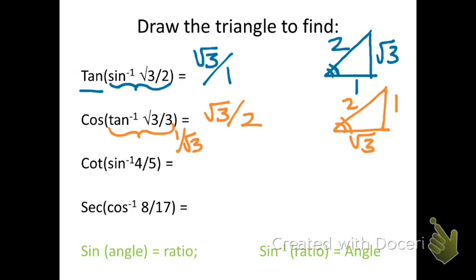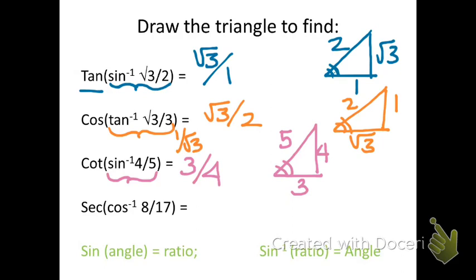And then let's try cotangent, inverse sine 4/5. Now this one's not one of your special triangles, but it doesn't matter. Notice we haven't actually identified any particular angles. We're just using the fact that we know the ratios that go with these. So inverse sine is the opposite over the hypotenuse. The adjacent will be 3. Cotangent is the reciprocal of your tangent, so that one will be the adjacent over the opposite.